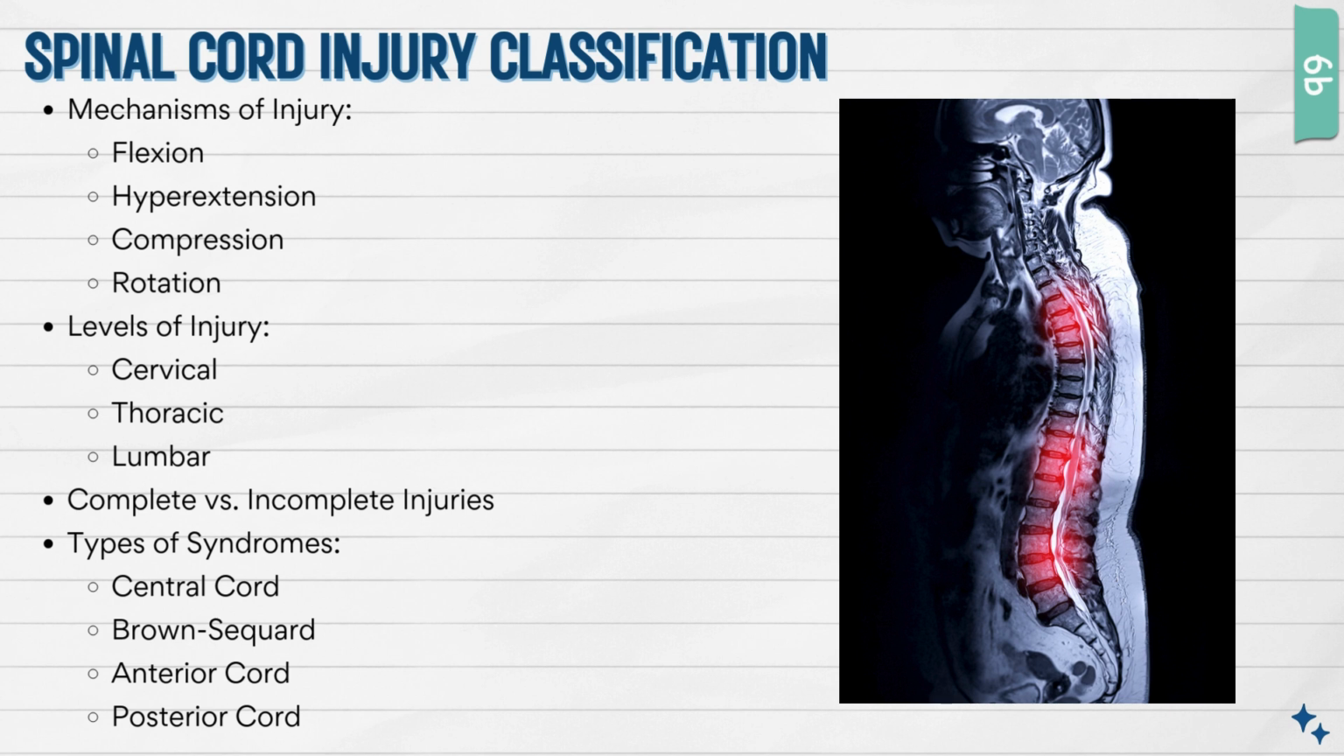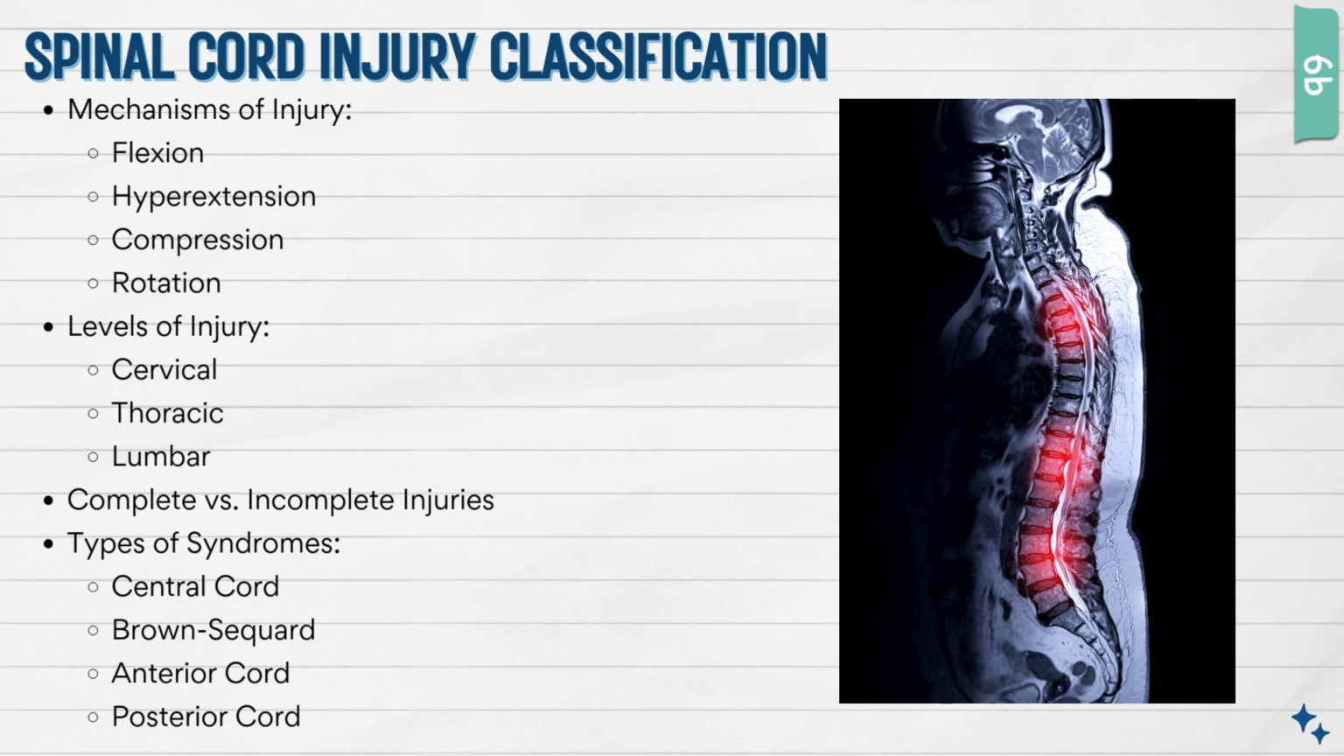Okay, so the first thing, other than the initial stabilization of these patients, is we want to know the mechanism of injury. Okay, so like, how did the injury occur? So was it flexion or bending forward, hyperextension, bending backward, compression due to like a force from above or below, like they fell and hit their heels and the force went up through their spine, or something like that, or a rotation and twisting of the spine.